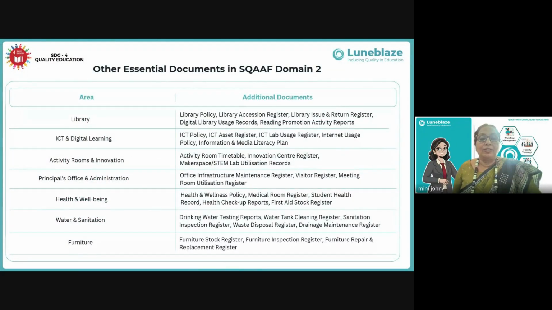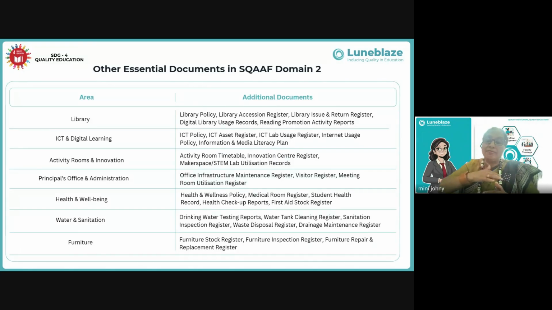Yes, these are the documents the SQAAF team will ask you. Your school should know the areas they are going to check. First one is the library. You have beautiful books in your library. But if you do not have a qualified librarian, what happens? Library is not a place where only books are there.